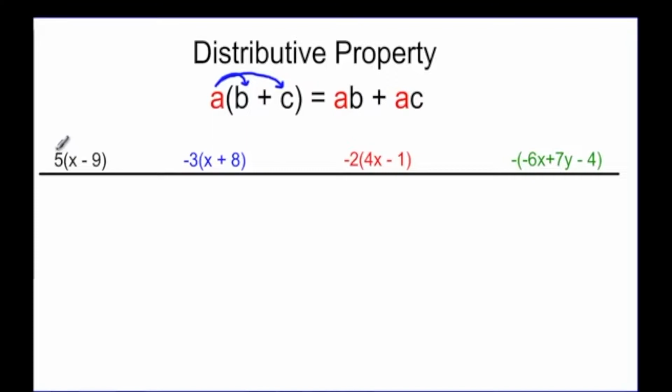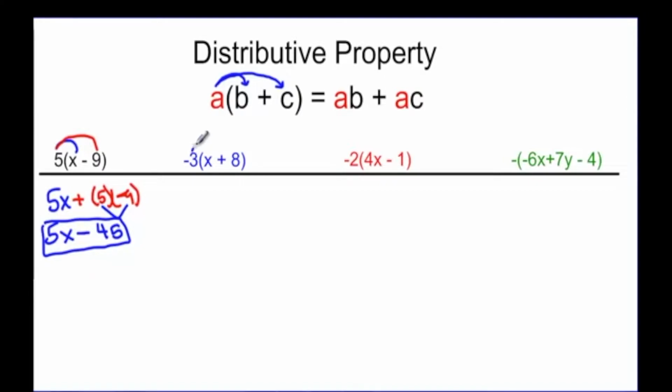So let's try. We want to take 5 times x and get 5x. And then we want to take 5 times negative 9 and have plus 5 times negative 9. That's the way to think about it. So in that case, you get 5x, and then 5 times negative 9 is negative 45. So you have 5x minus 45.